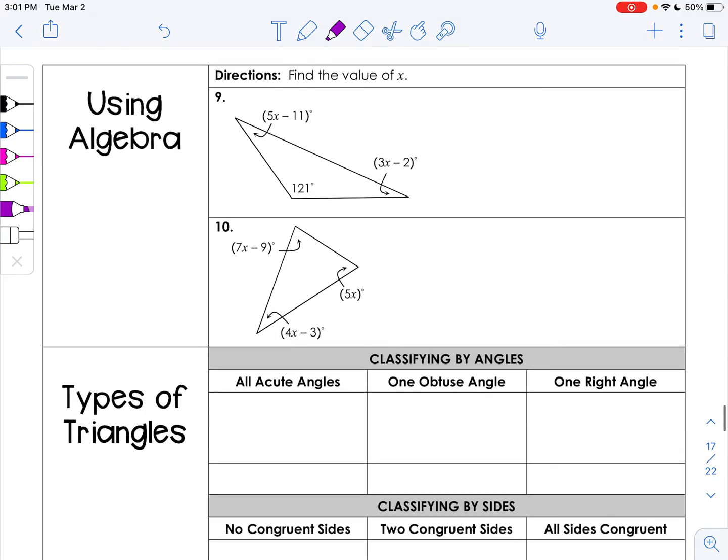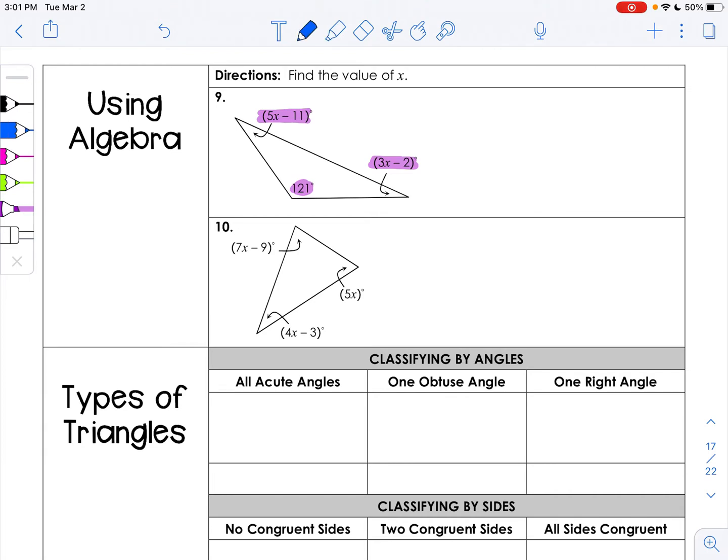Now, these triangle problems of finding angle measures can get just a little bit more complex, where the equation you write is a little bit more complex to solve. So number 9, I still have a triangle. And number 9, I know all 3 angle measures, sort of. I know that this angle is 121. I know that this angle can be represented by 5x minus 11. So I don't know the exact degree measure, but I have an expression that represents it. And the same thing for my third angle. But just like every other triangle, all 3 of those added together equal 180.